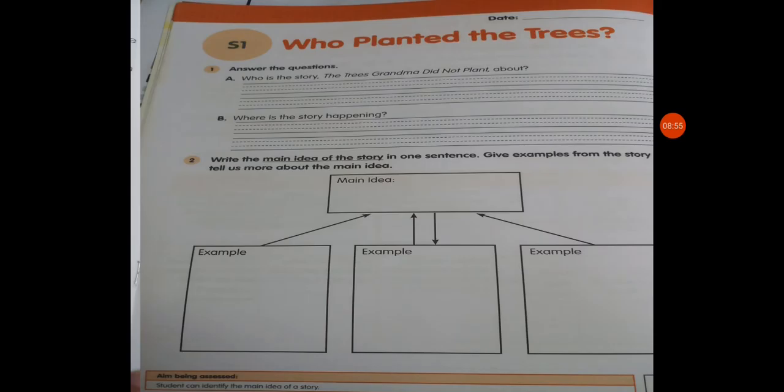And there is question 2. Write the main idea of the story in one sentence, then give examples from the story that tell us more about the main idea. So you have to write down the main idea here. Trees grow in many ways, and then you write down 3 examples. First example आप monkey वाला दे सकते हो, second example क्या दोगे आप, जो आपने deer ने किया था ना, deer stick करके लेके गया fur को, fur के साथ. And third example क्या देने वाले हो आप, third example wind का दोगे. So you have to write down the question.